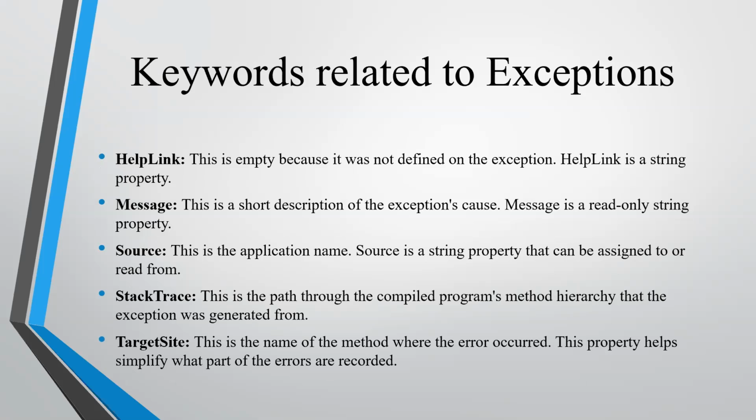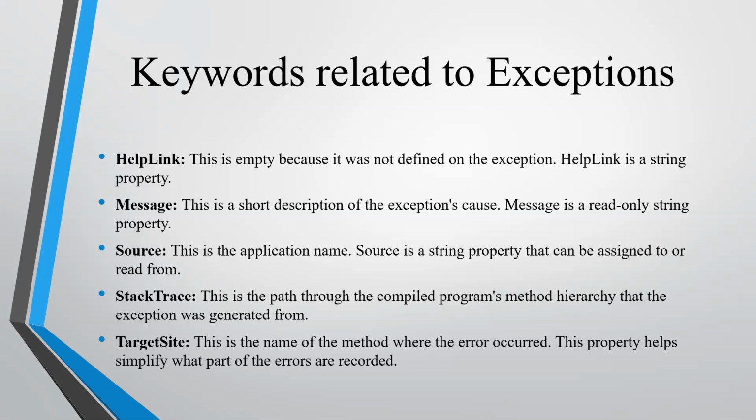So first is HelpLink. This is basically a string property of the exception. It is basically empty because it is not defined on the exception. Second is Message. This is a read-only string property and gives us a short description of the exception's cause. Third is Source. Source is a string property that can be assigned to or read from. It basically gives us the application name from which the exception has occurred.